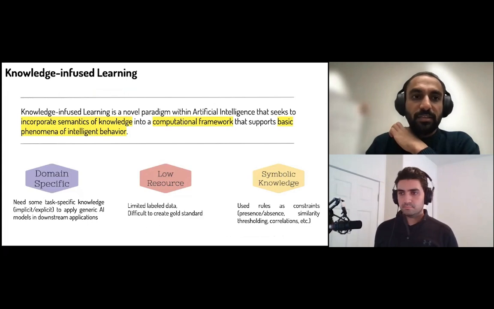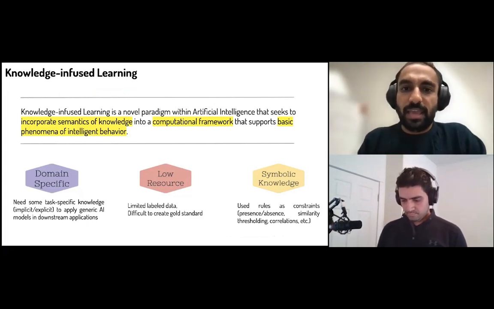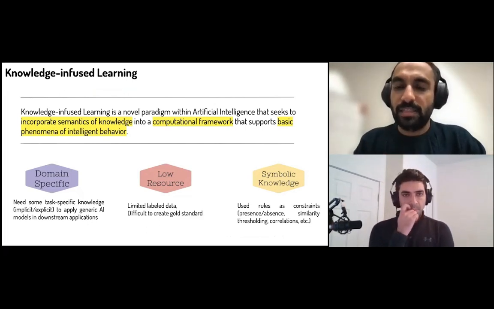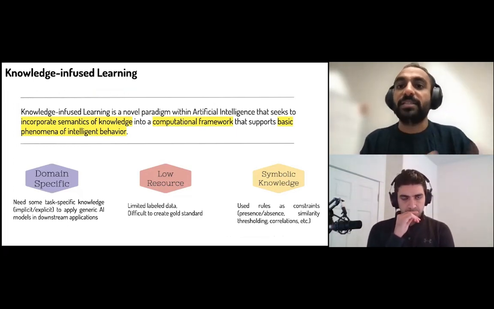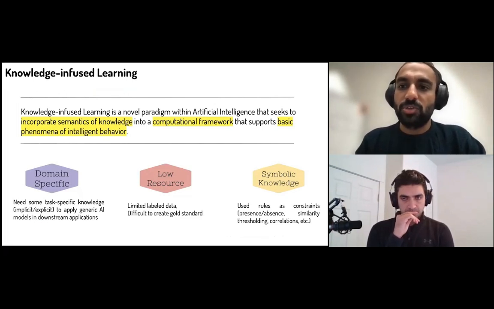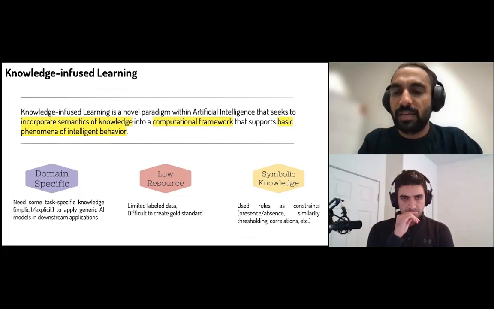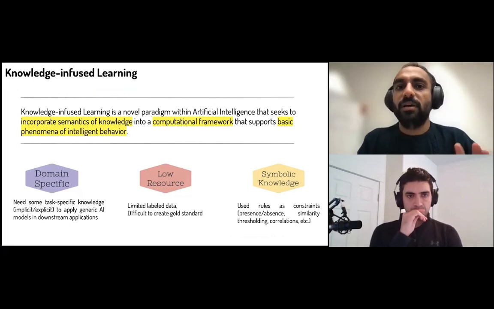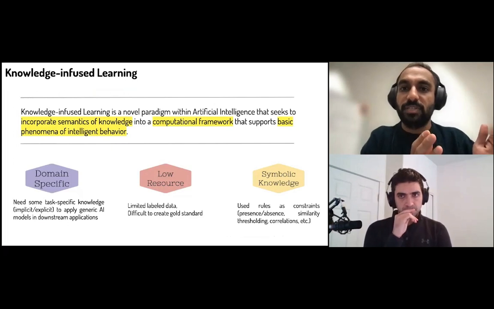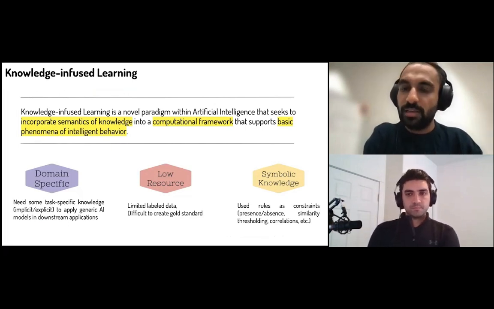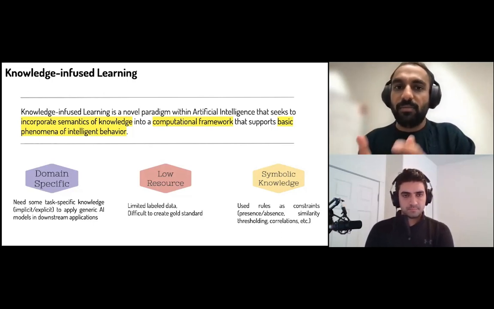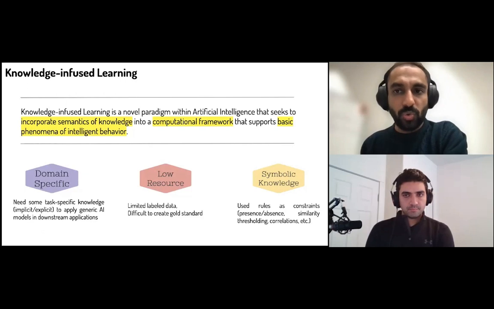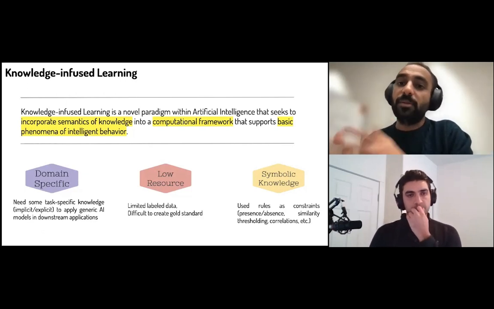So the idea of knowledge infused learning is to develop a novel paradigm within artificial intelligence that seeks to incorporate such semantics of knowledge that we talked about into a computational framework, so that the basic phenomena of intelligent behavior can be shown. First, getting an outcome in the most intended way a model should work. Secondly, explaining the outcome so that I can understand the model is doing what it should do. And the third point is the interpretability of the model.